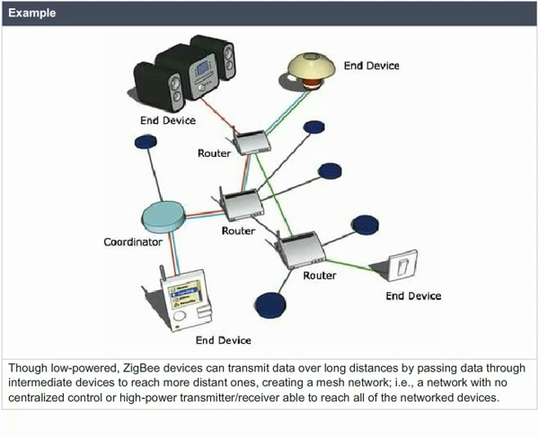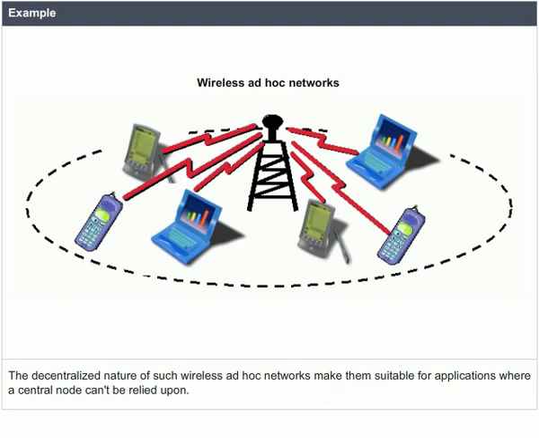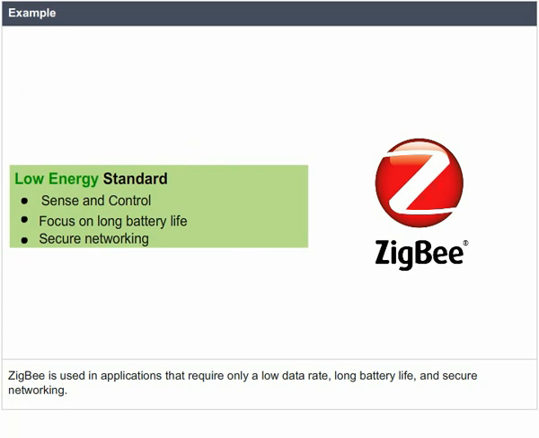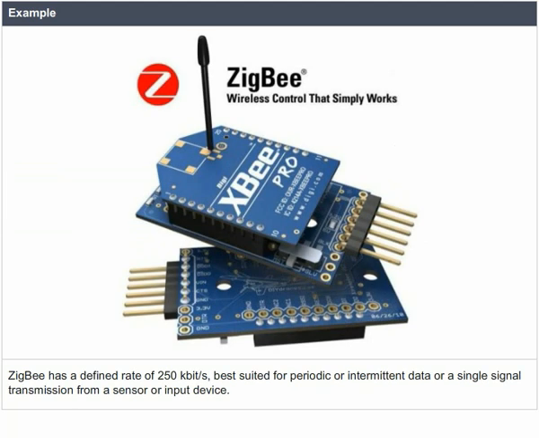That is, a network with no centralized control or high-power transmitter or receiver able to reach all of the network devices. The decentralized nature of such wireless ad hoc networks makes them suitable for applications where a central node can't be relied upon. Zigbee is used in applications that require only a low data rate, long battery life, and secure networking. Zigbee has a defined rate of 250 kbits per second, best suited for periodic or intermittent data or a single signal transmission from a sensor or input device.